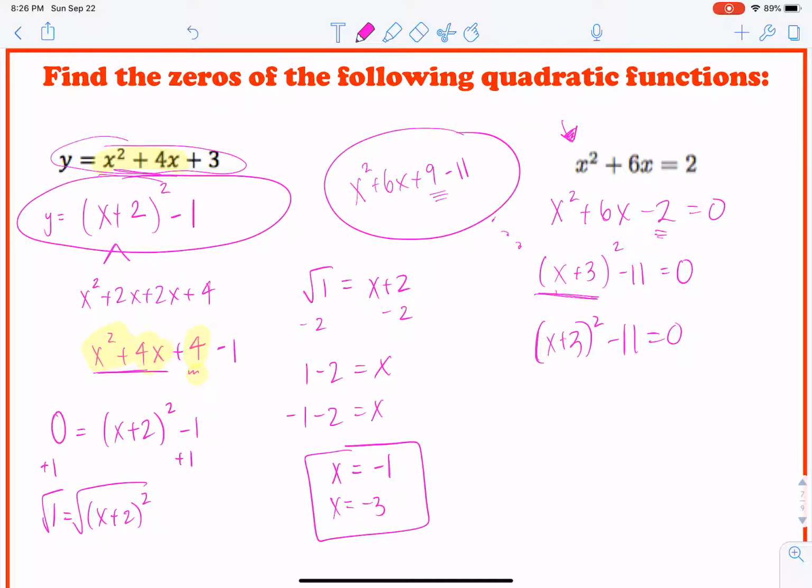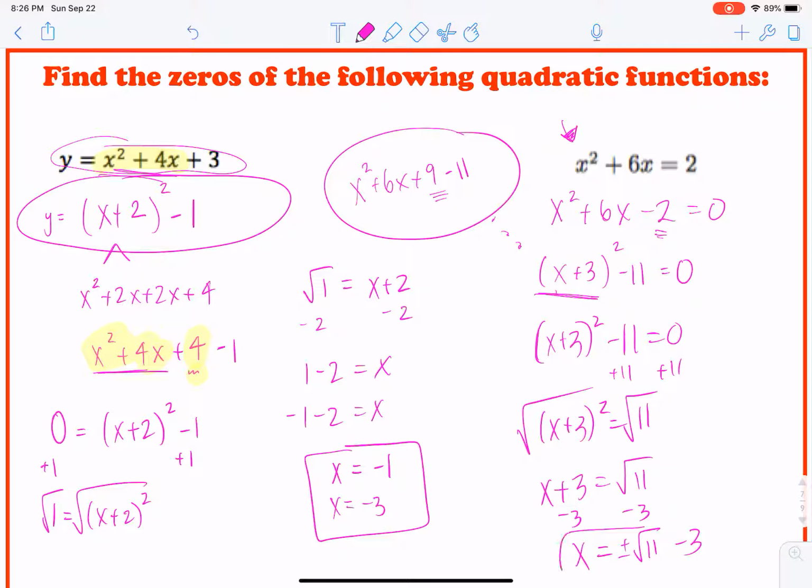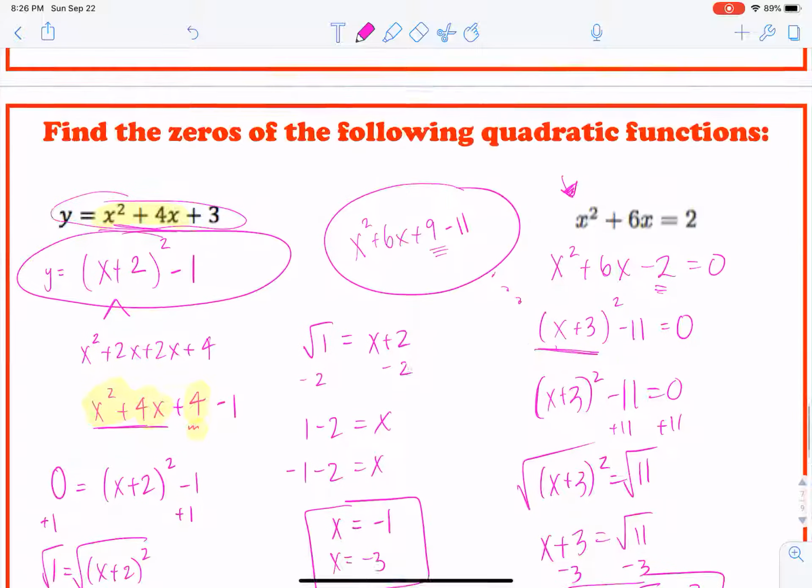And I can go ahead and add 11 to both sides to solve. So x plus 3 squared is equal to 11. Take the square root of both sides. X plus 3 is equal to the square root of 11. Subtract 3 from both sides. So x is equal to plus or minus the square root of 11 minus 3. And that would give me my two x-intercepts. And I solved that by completing the square.